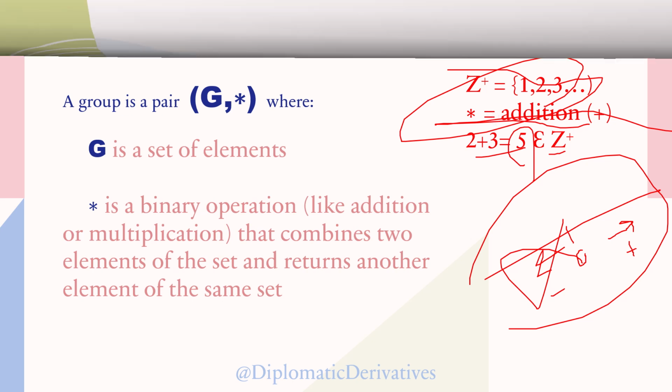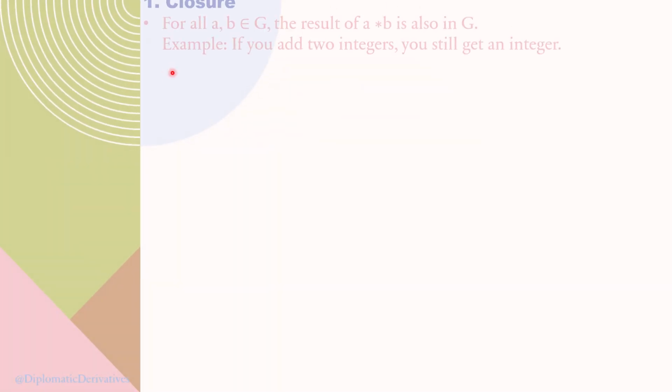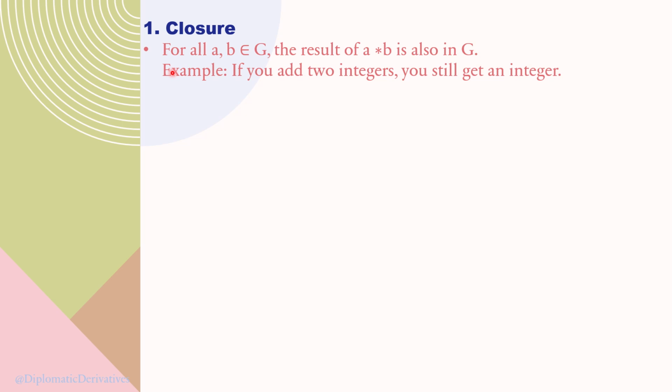Okay. Go through the rules again. So we have closure, the first rule. For all a, b elements of G, a and b are elements of the set G. That set could be integers, natural numbers, real numbers, rational numbers, or anything. The result a dot b means taking any 2 elements from the group. We will perform the operation.